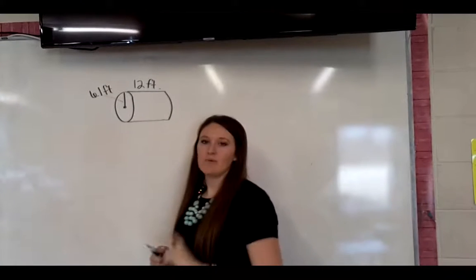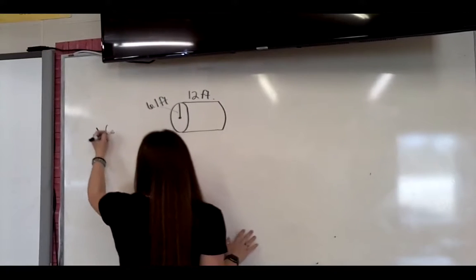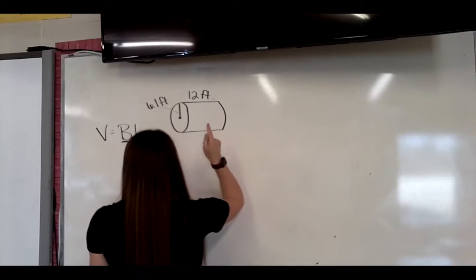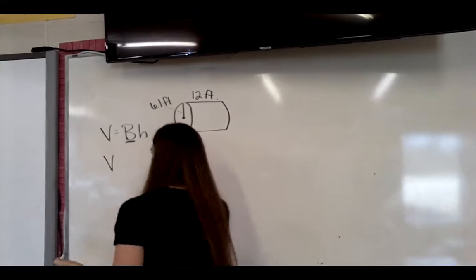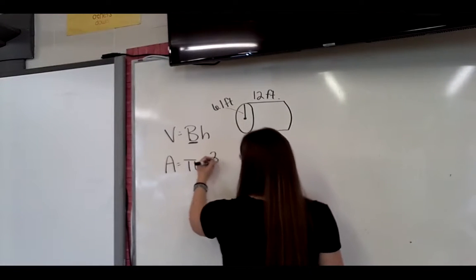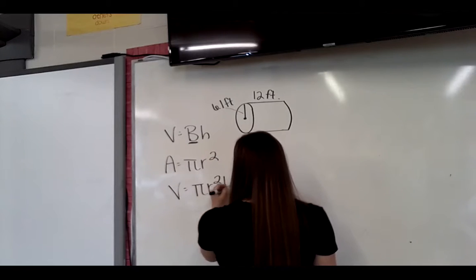Okay, on 1A, we're finding the volume of a cylinder. So we know volume is always big B times H. Big B means area of the base of your figure. The base of a cylinder is a circle. The area of a circle is pi r squared. So my volume is going to be pi r squared H.